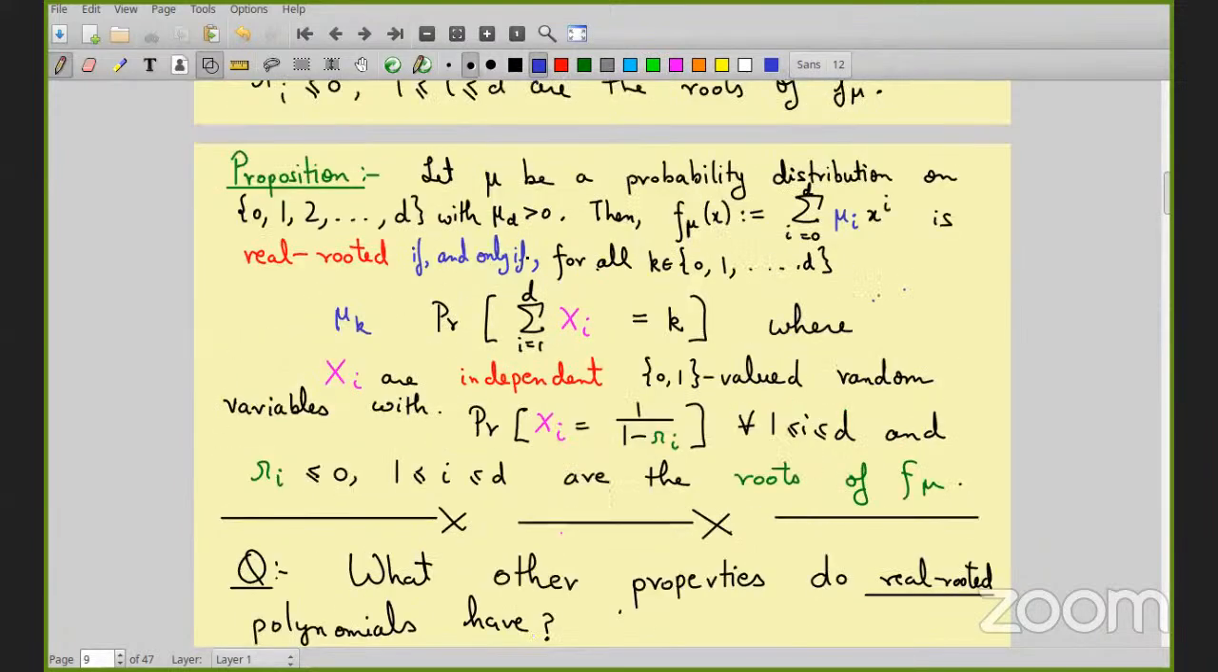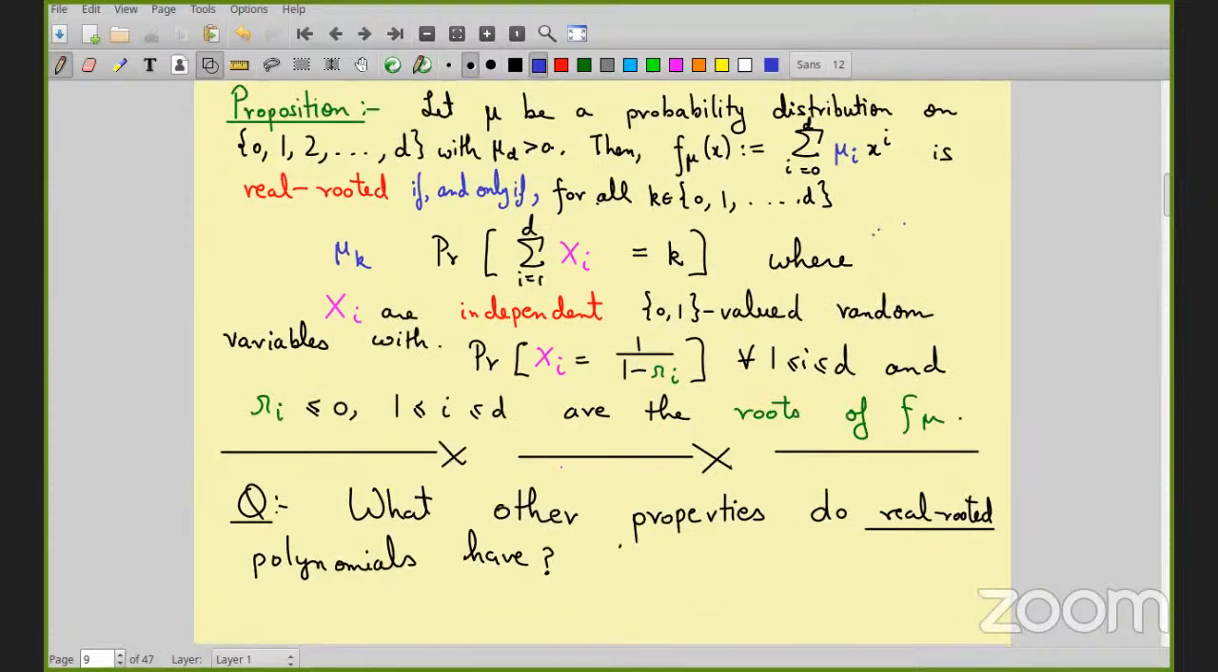So the proposition is: let mu be a probability distribution on 0 to d with mu_d positive, then f_mu(x) is real rooted if and only if for all k, mu_k is as constructed. In the proof we've shown both parts, the if and the only if, because in the construction of g you saw the property for all k. The X_i are independent zero-one valued random variables with probability of X_i equal to 1 over 1 minus r_i, where the r_i, not greater than or equal to 0, are the roots of f.